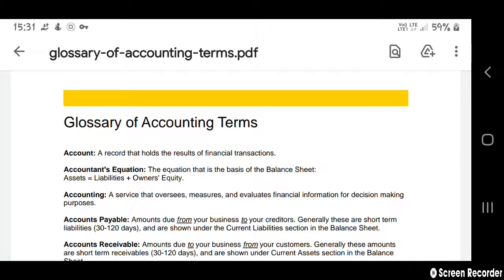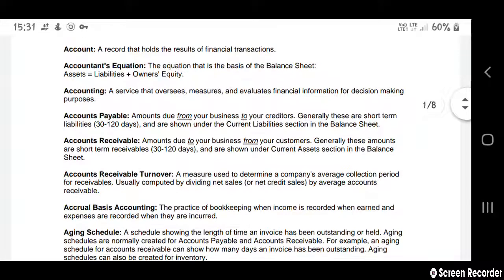I'm in Coaching Center. So today I'm going to explain accounting terminology, or you can say the glossary of accounting terms. Here you will learn about what all things you will learn in accountancy, and their explanations. An account, as you know, is a record that holds the results of financial transactions.